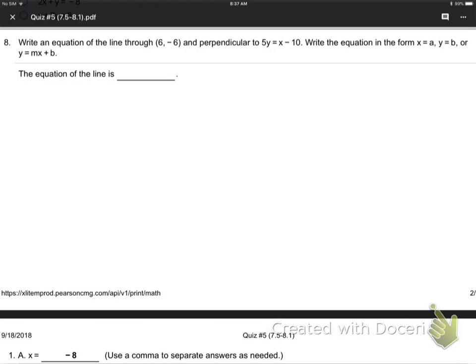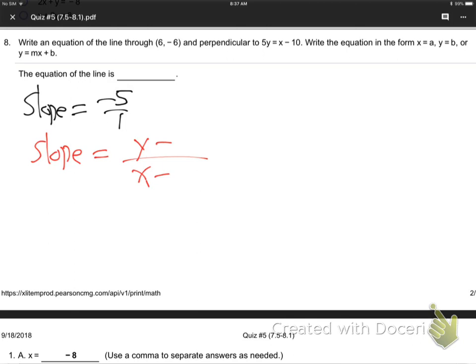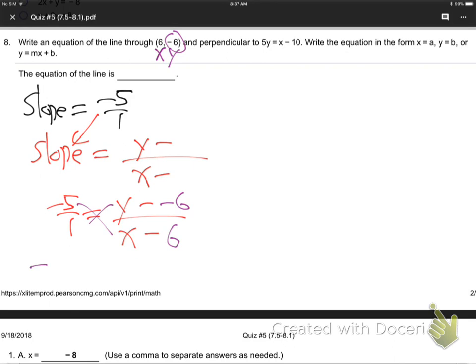Now we're ready to finish the problem. So let's finish it up. Now we have our slope, I'll put the negative on the top, -5/1. Now that we have the slope, you know what we do. We write slope equals y minus blank over x minus blank. Put the slope right here, -5/1, y minus blank, x minus blank. This is the x value, y value. The x goes behind the x. The y goes behind the y. Diagonal, diagonal, you get -5 times x minus 6, 1 times y, there's a double negative here, so plus 6.